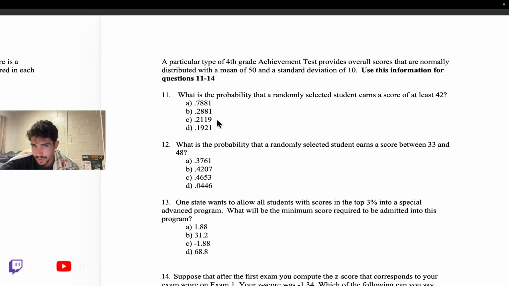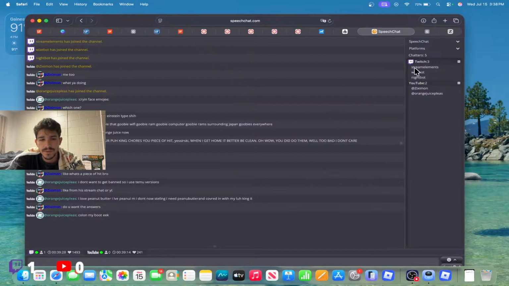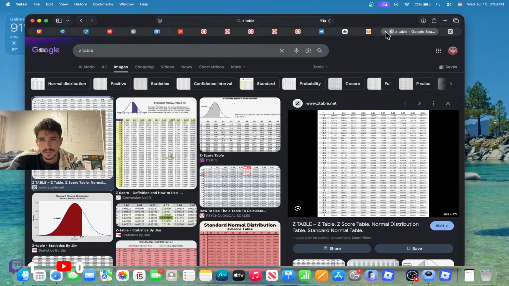Since we both know the z-scores now, we can calculate the difference between them. So what we're going to do first is figure out negative 1.7. What's the z-score for that?